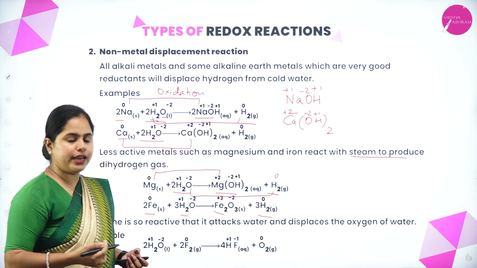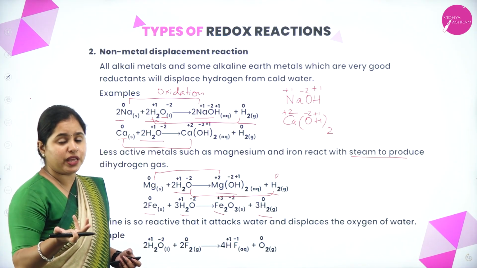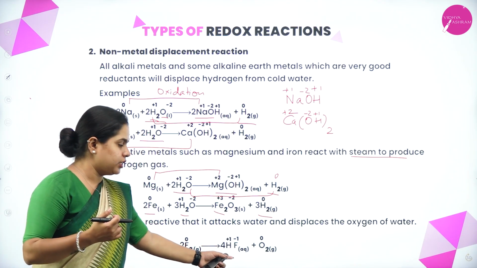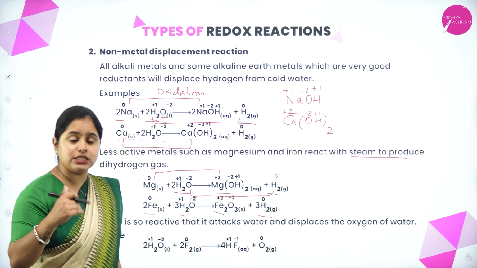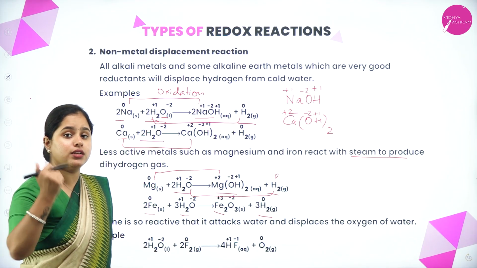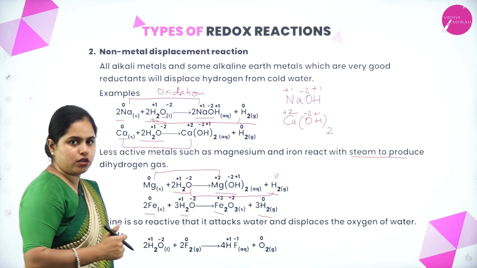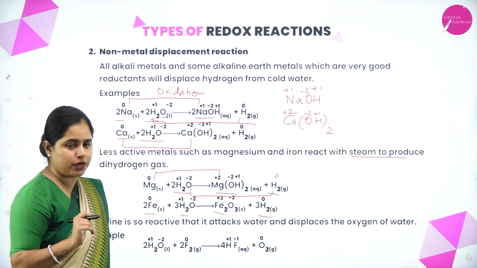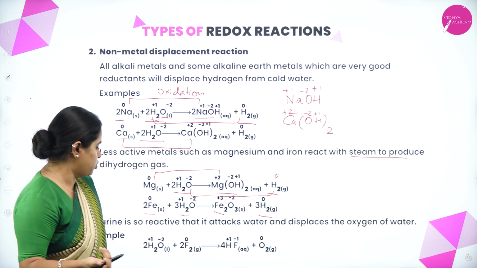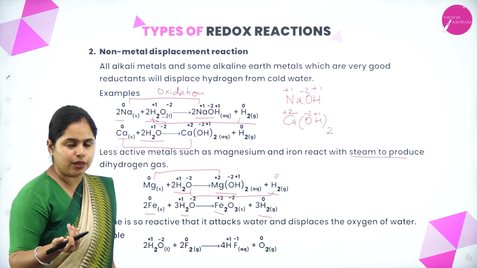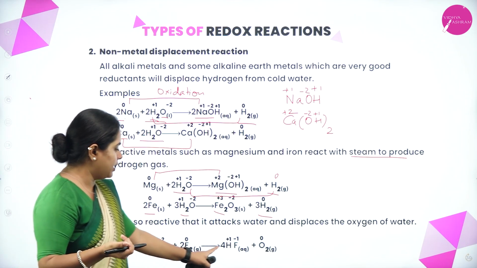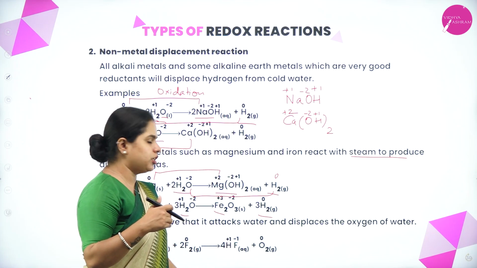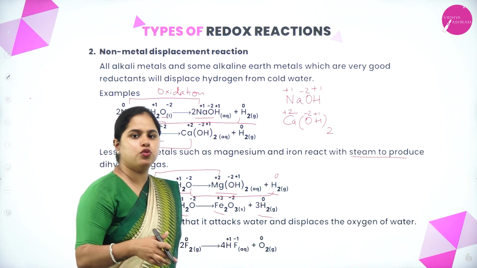So fluorine is highly reactive. What it does is displace oxygen itself from water. So water plus fluorine gives hydrogen fluoride and oxygen gas. Oxygen will be liberated here because fluorine is highly reactive. In this case also, we know that in water, hydrogen has oxidation number +1 and oxygen is -2. And fluorine again is in its elementary state, so it will be 0. And in hydrogen fluoride, F, as it is a halogen, is -1, and hydrogen is +1. And again O2 will be 0.